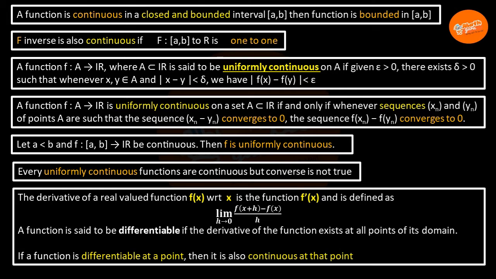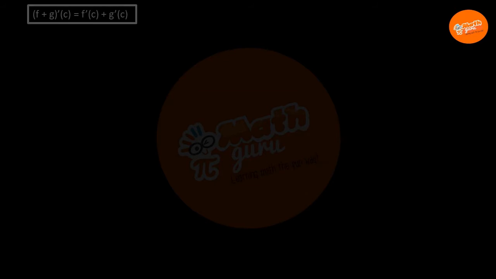This is the definition of derivative. The derivative of a function f of x with respect to x is denoted as f prime of x and defined as the limit as h tends to 0 of f of x plus h minus f of x, divided by h. A function is said to be differentiable if its derivative exists at all points of the domain, and if a function is differentiable at a point, then it is also continuous there. We can derive this from this formula, but we are not doing it.